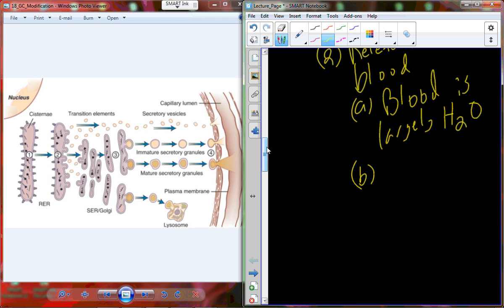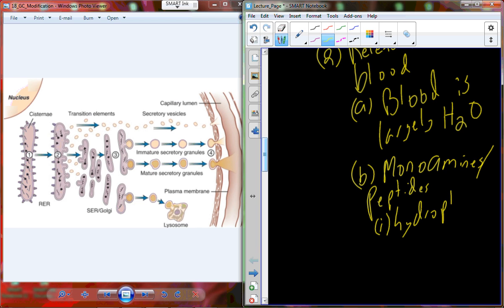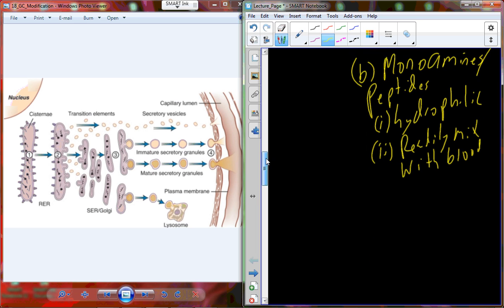Now, in reality, if we look at the monoamines and a good number of our peptides, we actually find that many of them are hydrophilic. And if they're hydrophilic, they just simply readily mix with the bloodstream. And so there's nothing special that needs to be done for these types of hormones. They can just dissolve right into the solution of the blood, the water of the blood, and be transported as a solute throughout the organism.